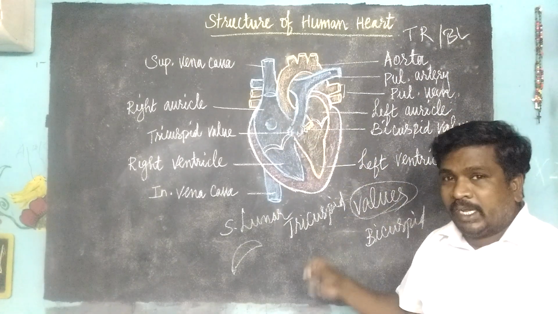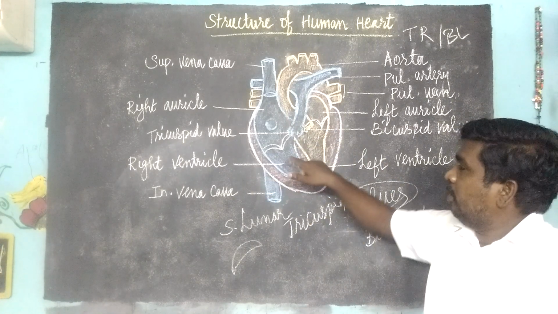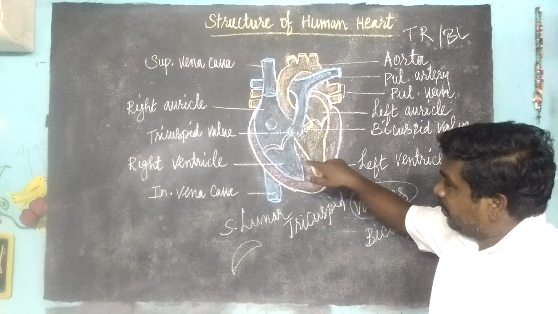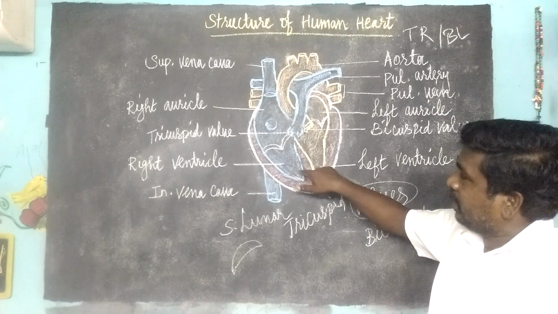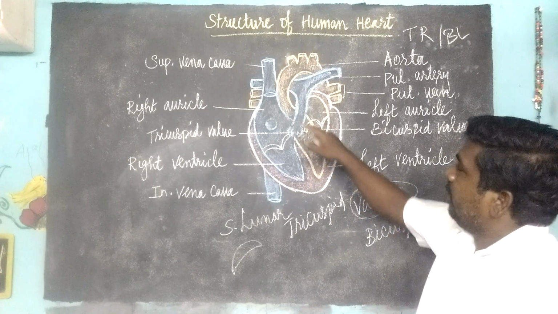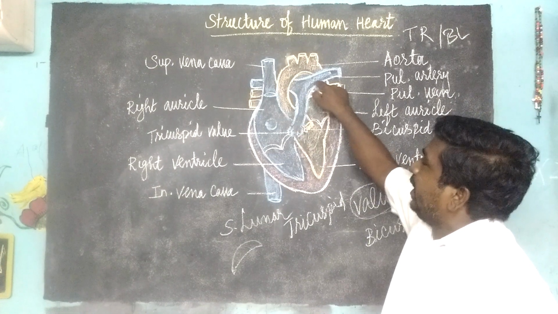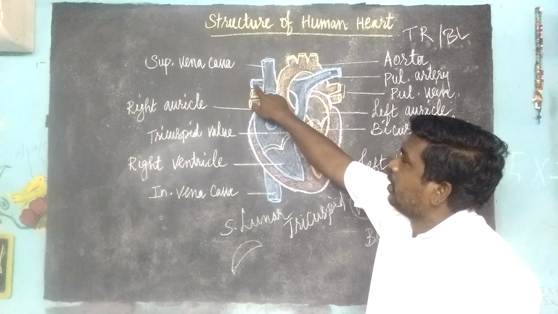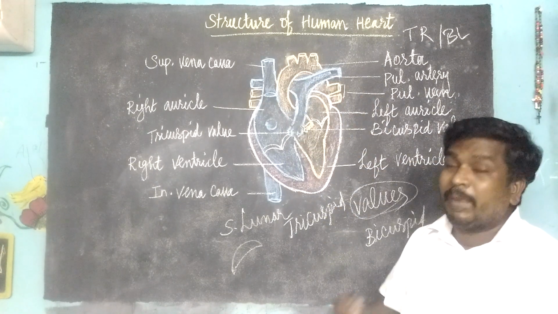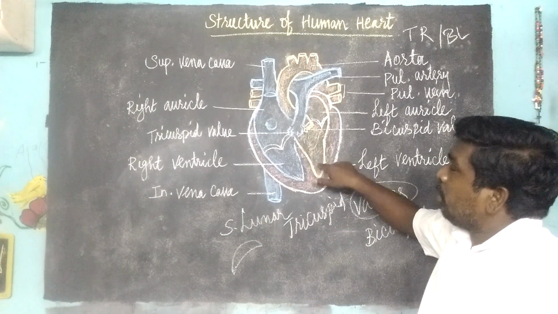Okay, through the tricuspid and bicuspid valves, blood is pumped into the respective ventricles. From the right ventricle, deoxygenated blood is pumped into the lungs for purification with the help of the pulmonary trunk. The pulmonary trunk divides into two, the right pulmonary artery and the left pulmonary artery. They lead into the respective lungs, right and left lung. In the same way, from the left ventricle, the aorta emerges.